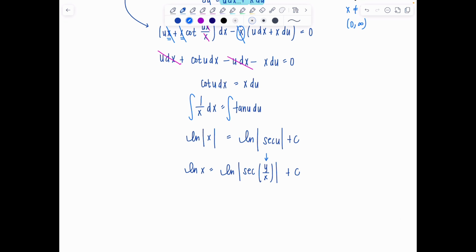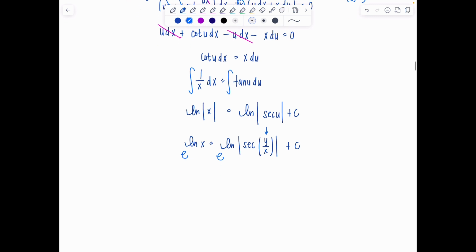And then now what I'm going to do is take e, raise it to both sides of the equation, but please be careful. Left hand side we're going to have x equals secant, I'll put absolute value for now, y over x times e to the c. Oh yeah, don't forget that part.